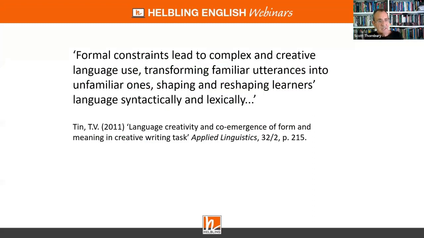So, remember the acrostic woman says formal constraints. So formal constraint is you've got to write a poem and each line has to begin with this particular letter. Formal constraints lead to complex and creative language use, transforming familiar utterances into unfamiliar ones, shaping and reshaping learners' language syntactically and lexically. Playing with language like that, they transform familiar utterances into unfamiliar ones. And we saw that in your own examples, in fact.